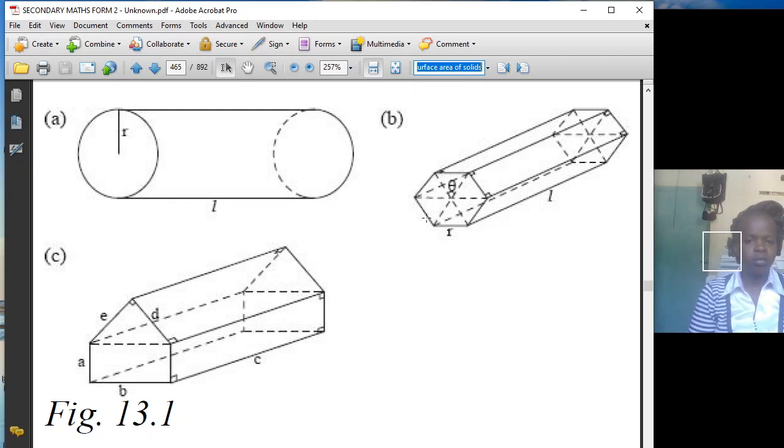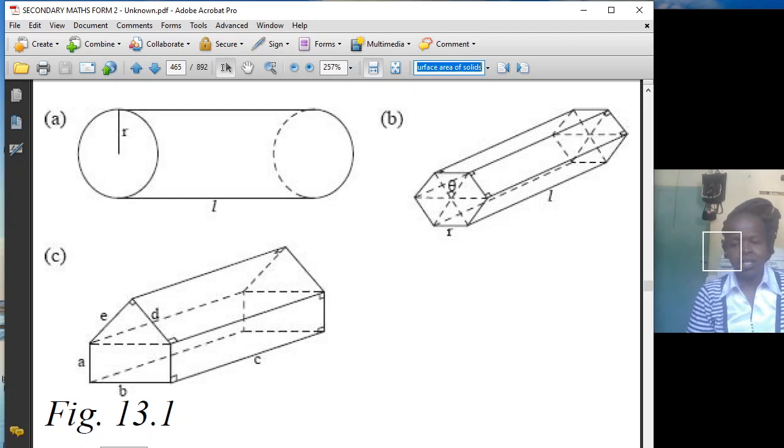This one has this face and the other end, that is a hexagonal part, and then we have the rectangular faces, of which there are 6. This one you can also count how many faces it has. It has this face joined to the rectangle and the triangle. We have this one times 2, this one times 2, and then we have the bottom.